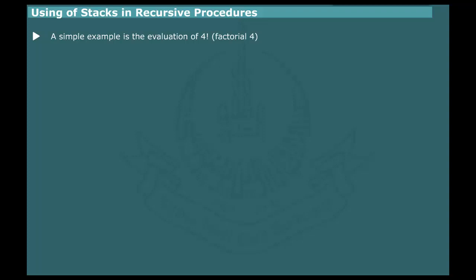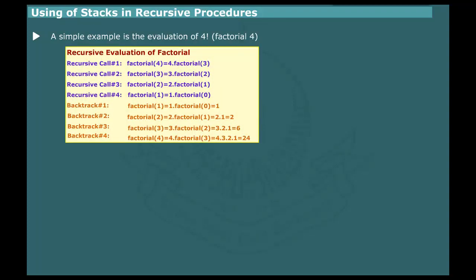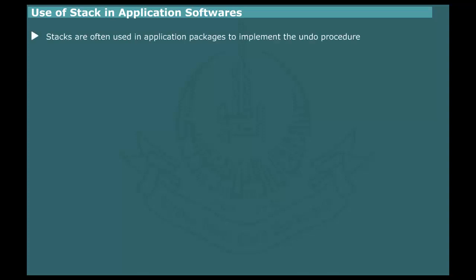A simple example of a recursive procedure is the evaluation of a factorial. You would recall that the product of successive positive integers is called factorial. Consider, for example, the evaluation of the function factorial of n. If n equals 4, the recursive steps would be as follows. By backtracking the above steps, we can obtain the value of factorial of 4. An example of a C++ function that can be called recursively to compute factorial of a given number is as shown.